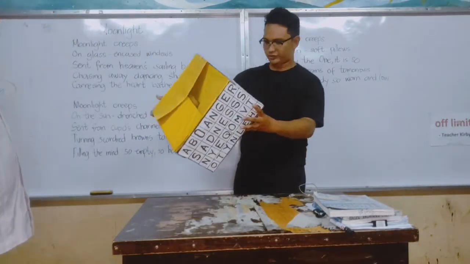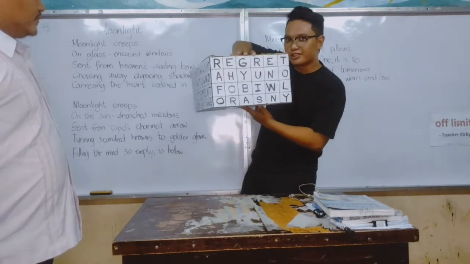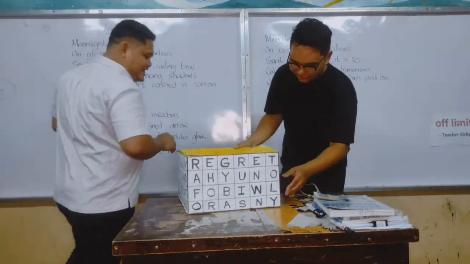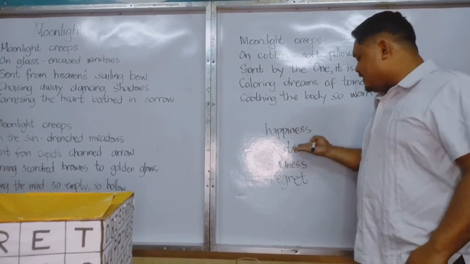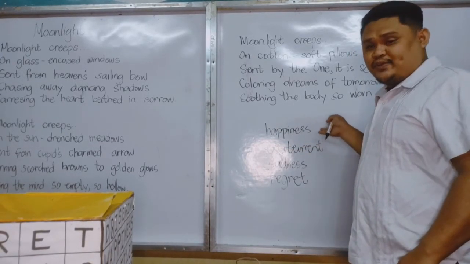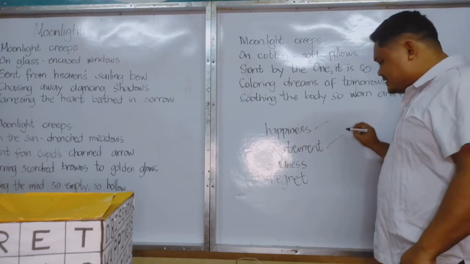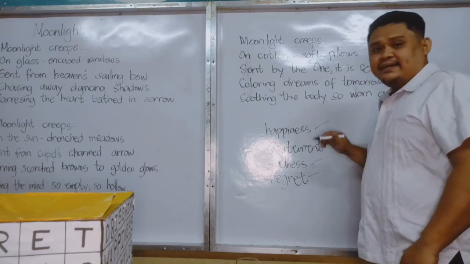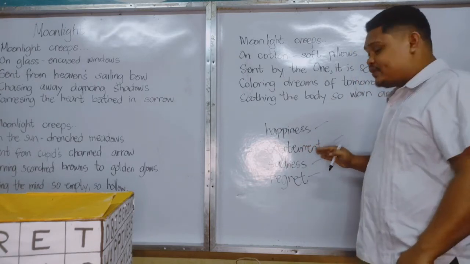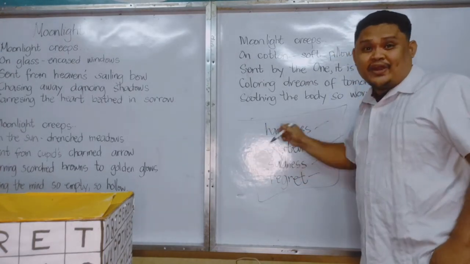How about you, Kat? Look at these two words. We have here sadness, and we have this one. We have regret. Sadness and regret. Okay, you have found these four words. We have happiness, excitement, sadness, regret. Later, you will know what is the relevance of these words for a new topic.